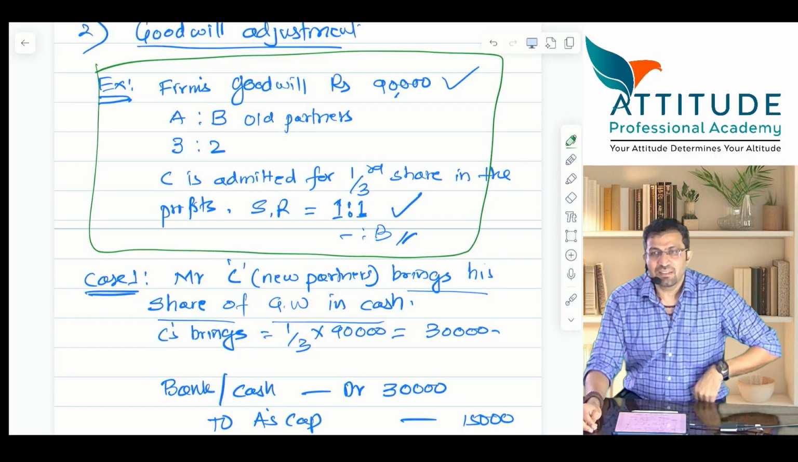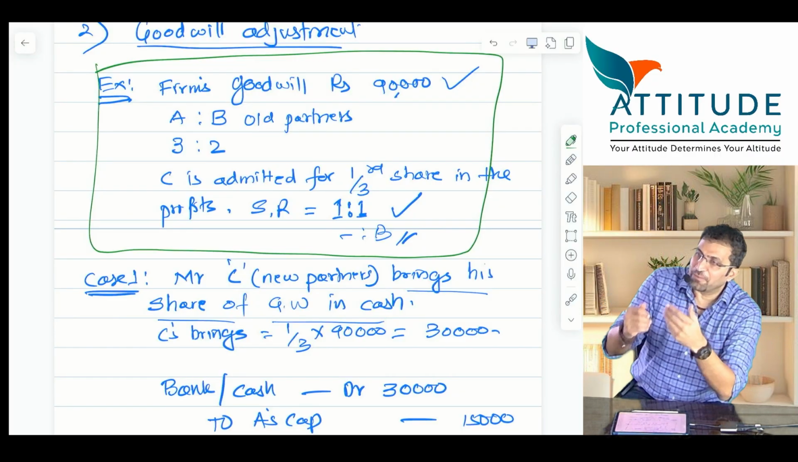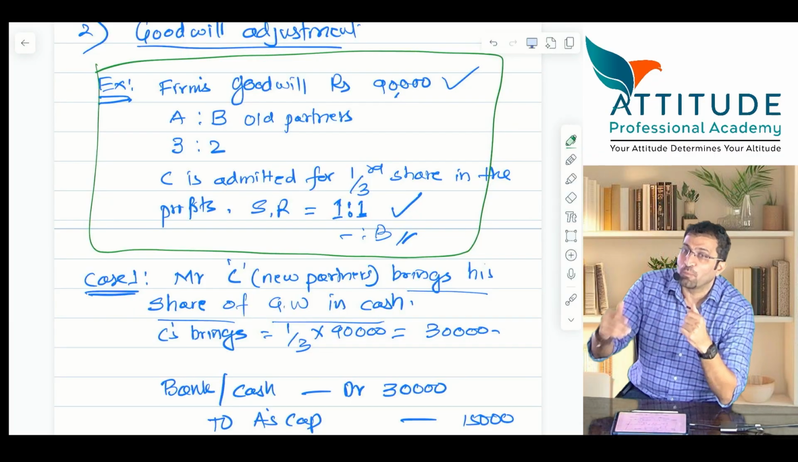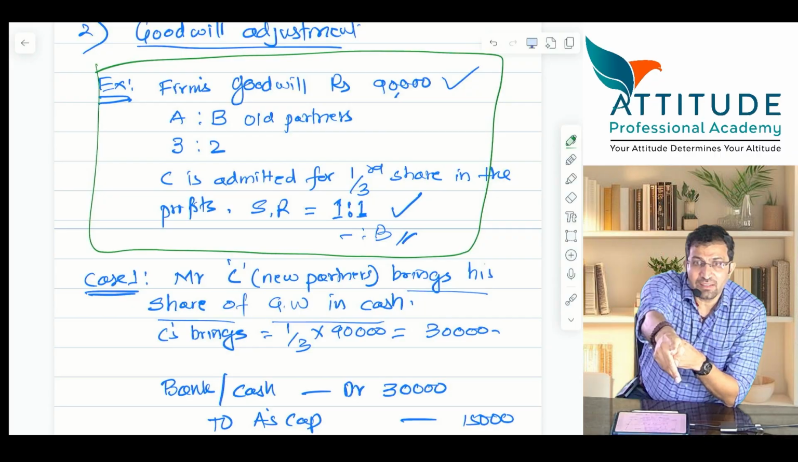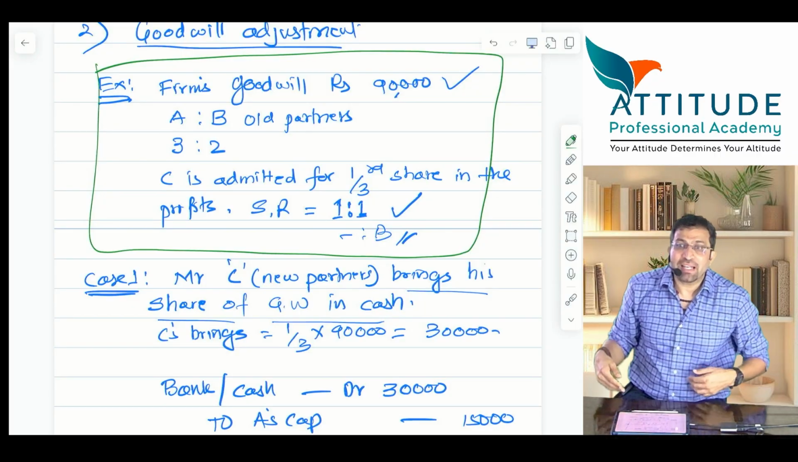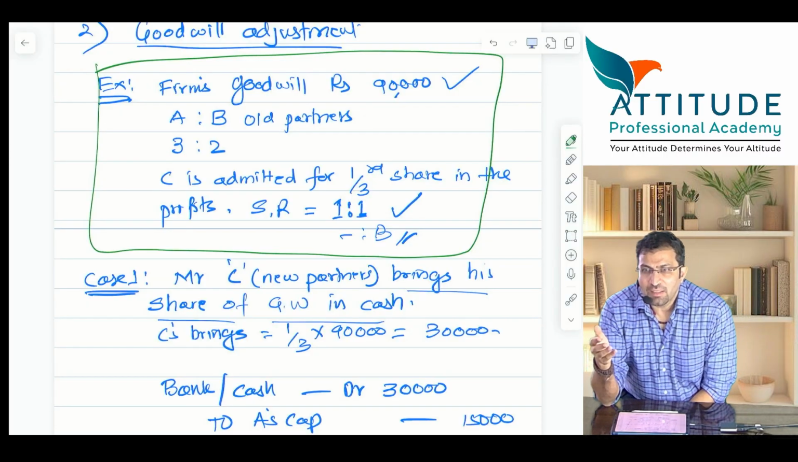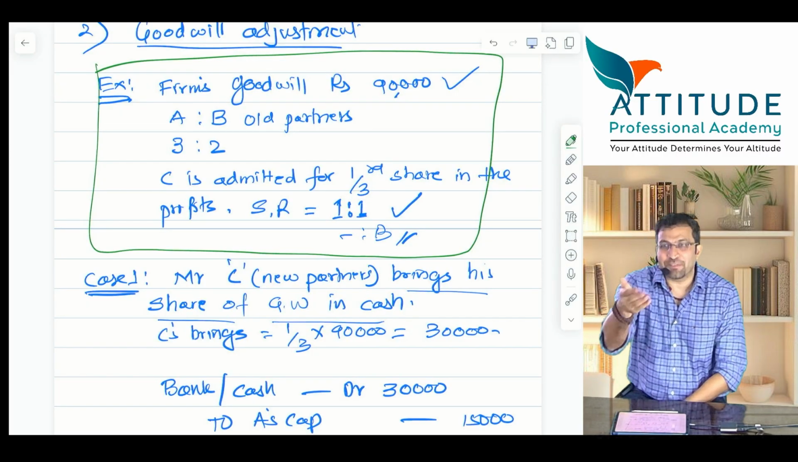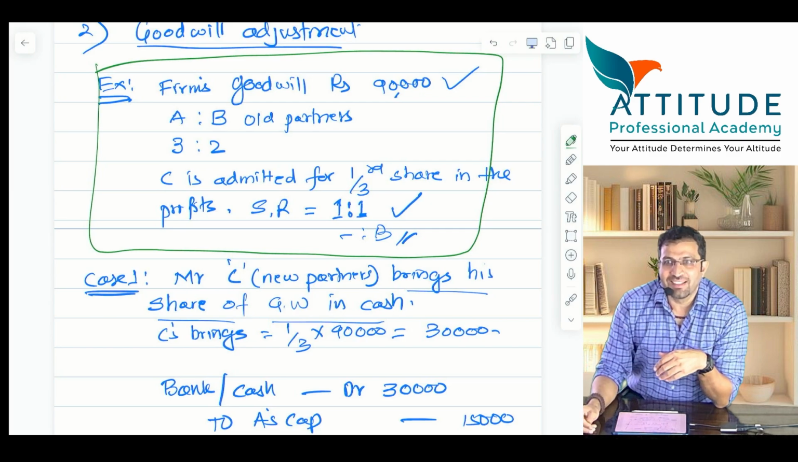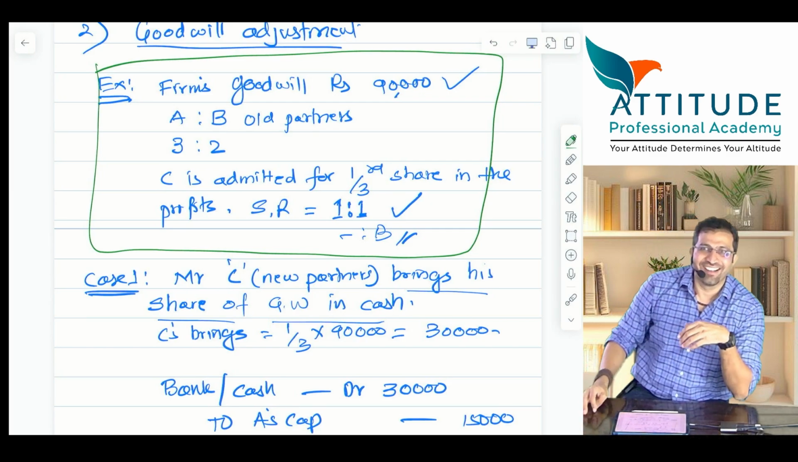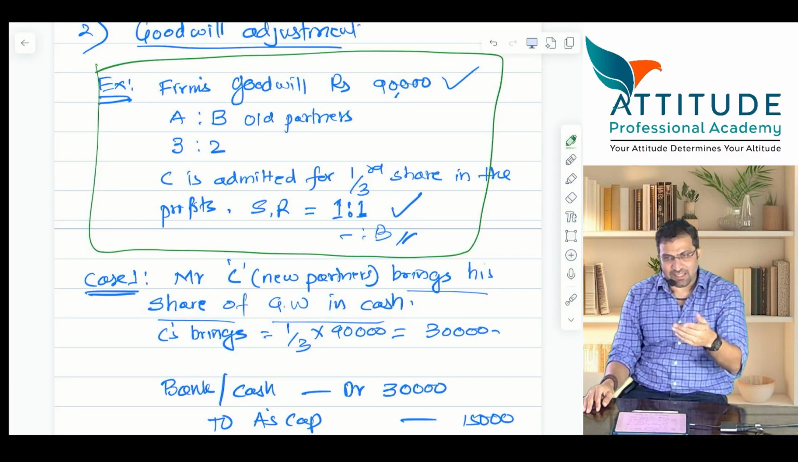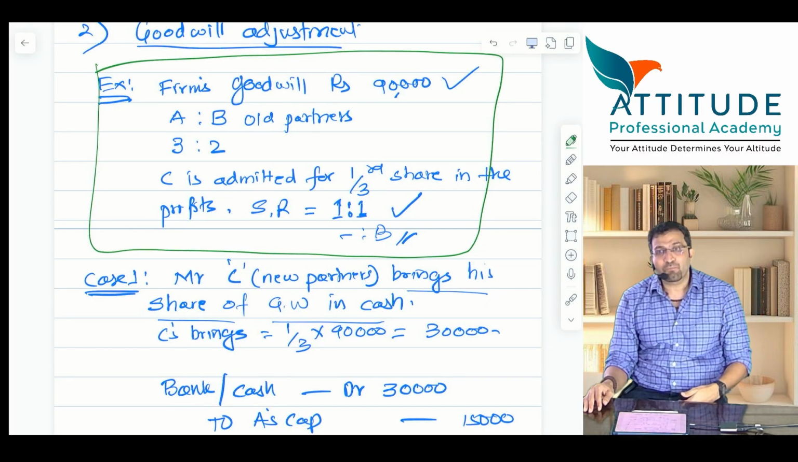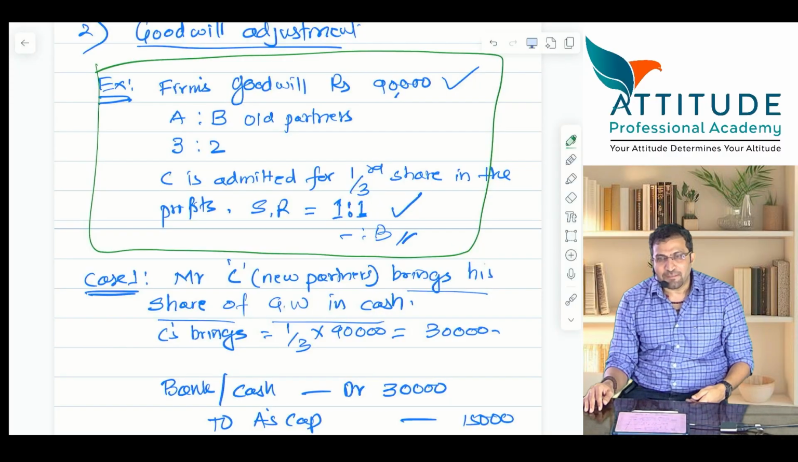Now I bring in 15. This 15 will go to whom? Only A. Will you get it? Ask, no? Ask. What about my share of goodwill? Arey, you have gifted. For gift, there is no return gift. Understood? When you gift me, you're expecting something. You come to my birthday party, you gift me something, you expect something.